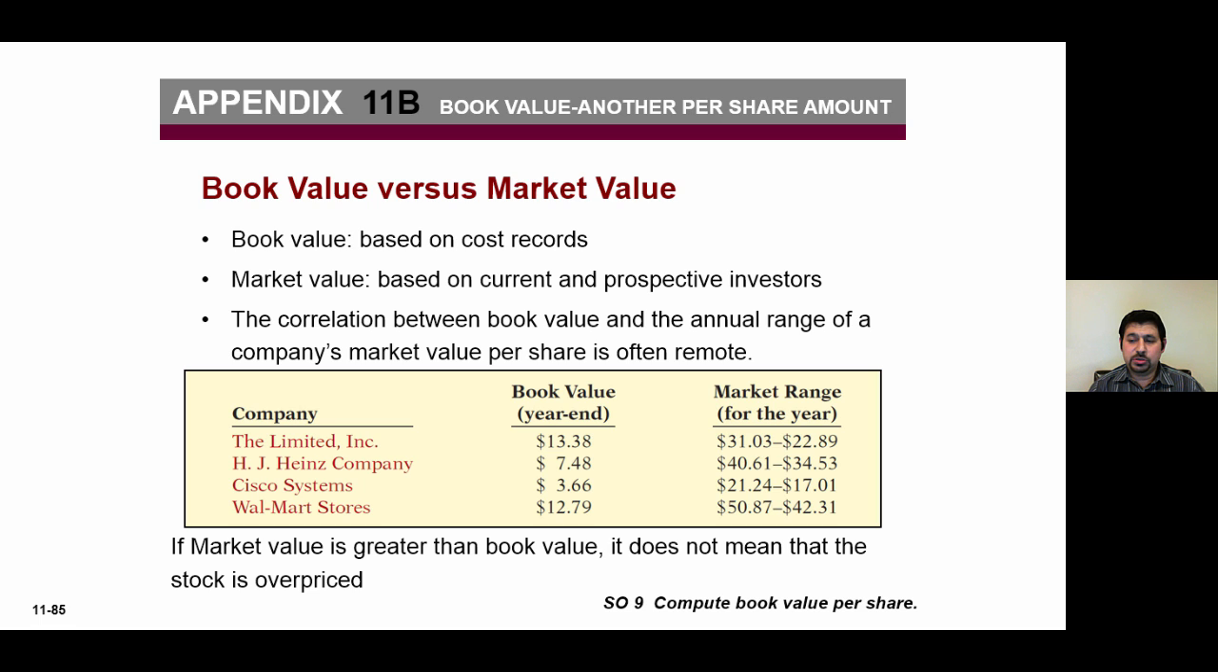So the book value is important mostly in certain court cases where the rights of individual parties are based on cost. It can also be useful to determine the trend of stockholders' equity per share. This is the importance of the book value per share.